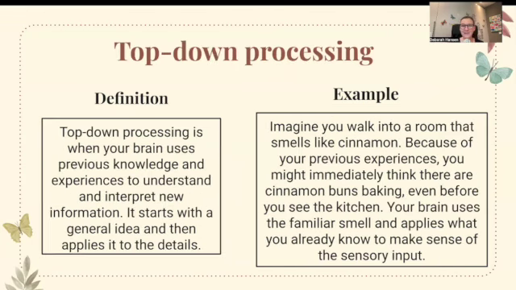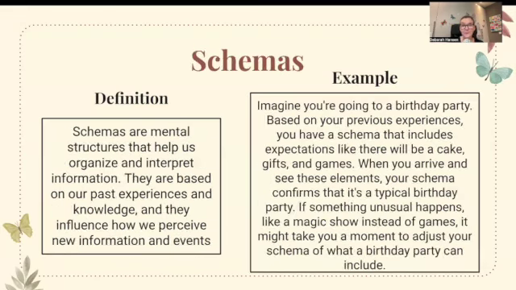Okay, top-down processing. Top-down processing is when your brain uses previous knowledge and experiences to understand and interpret new information. It starts with the general idea, and then it applies it to the details. So imagine you walk into a room that smells like cinnamon. Because of your previous experiences, you might immediately think there are cinnamon buns baking, even before you see the kitchen. Your brain uses the familiar smell and applies what you already know to make sense of that sensory input.